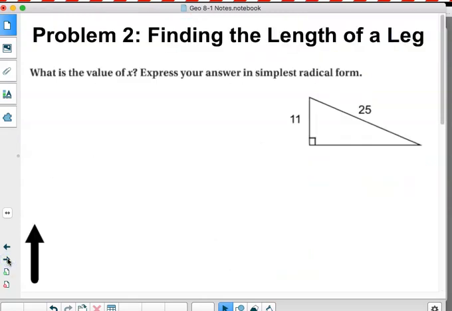Now, finding the length of a leg. Oh gosh, we did the length of a leg in the original example. So this one you're going to do on your own. Turn me off and try it.